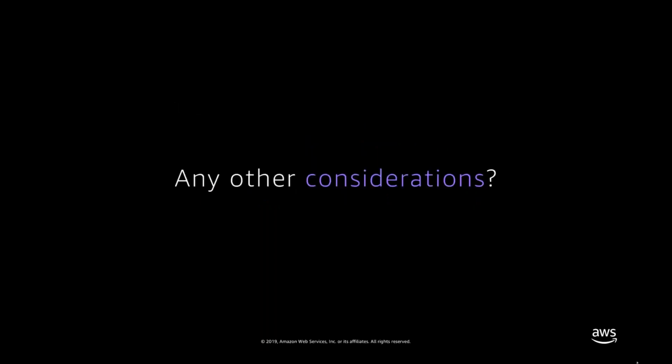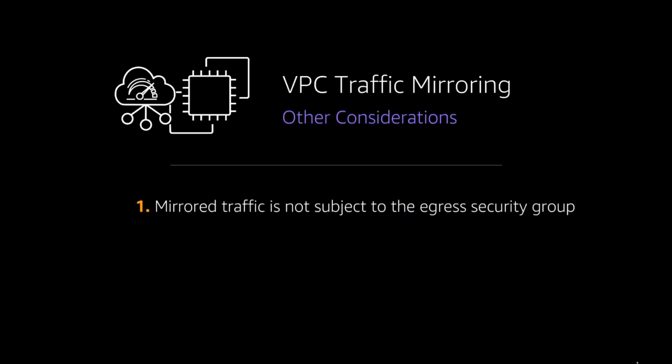So what are any other considerations with traffic mirroring? There are a few things that I want to make sure you're aware of. One is that the mirror traffic on your EC2 instance is not subject to egress security groups. This is because if you really want to monitor traffic, the administrator can enable traffic mirroring on an EC2 instance, and that means the developers or users of the EC2 instance cannot disable mirror traffic by just creating an egress security group. So your egress security groups are bypassed for mirror traffic.